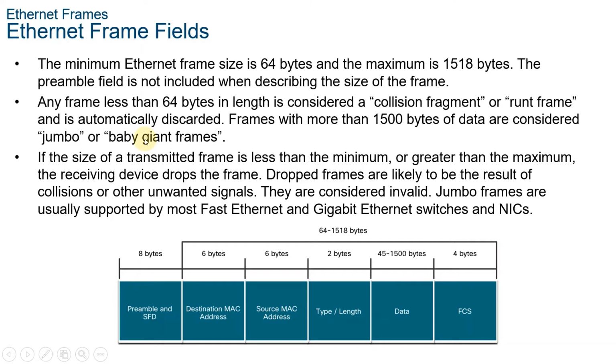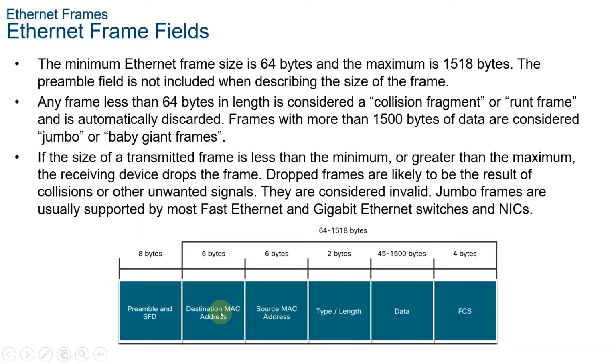If the frame is transmitted less than the minimum or greater than the maximum, the receiving device drops the frame. Dropped frames are likely to be a result of collision or other unwanted signals, so they are considered invalid. Jumbo frames are usually supported by most Fast Ethernet and Gigabit Ethernet switches and NICs. The figure here shows each field of the Ethernet frame. Refer to the table for more information about the functions of each field on the next slide.